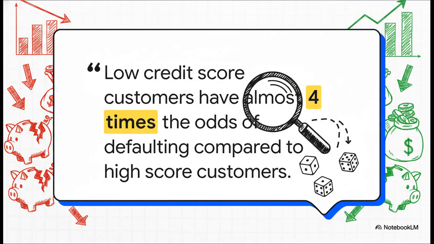So what in the world does 3.9 even mean? It means this: the odds of a low credit score customer defaulting are almost 4 times higher than the odds for a high score customer. And just like that, we've translated complex data into a clear, simple, actionable statement. That is the power of understanding what your model is telling you.